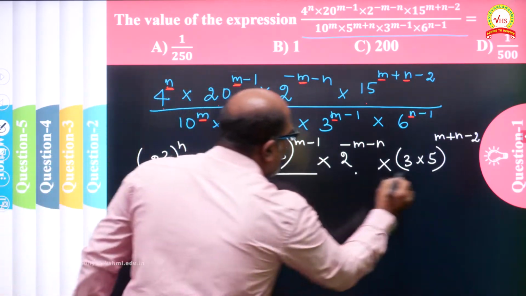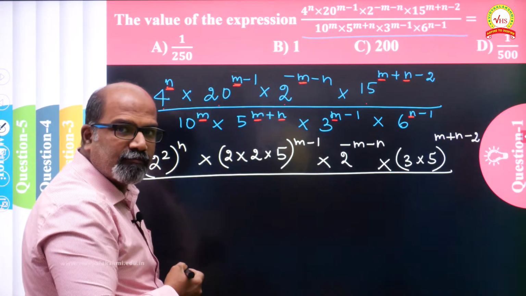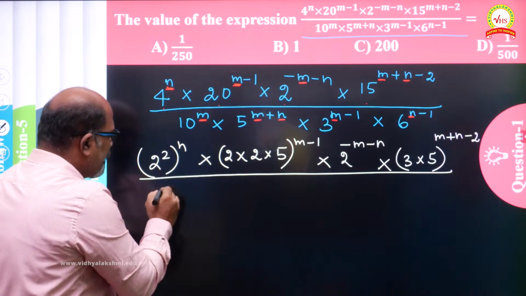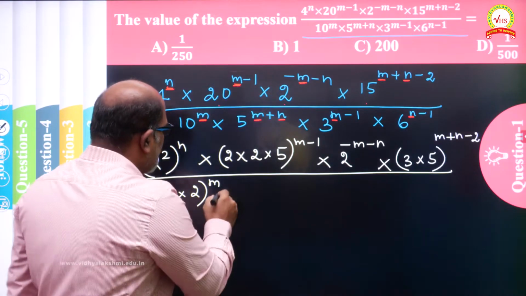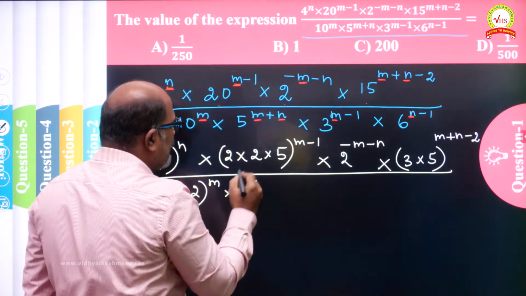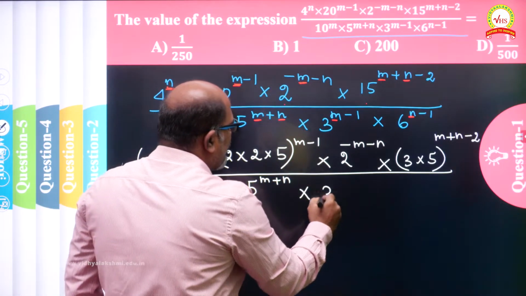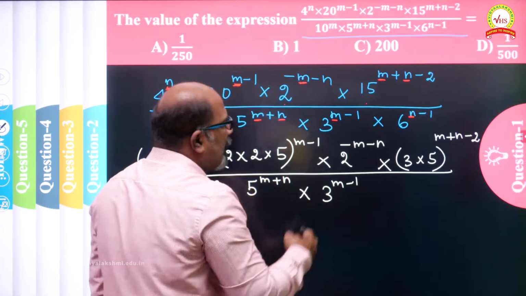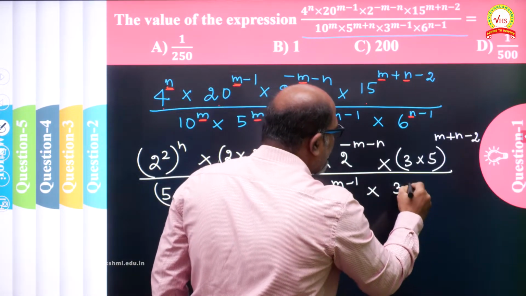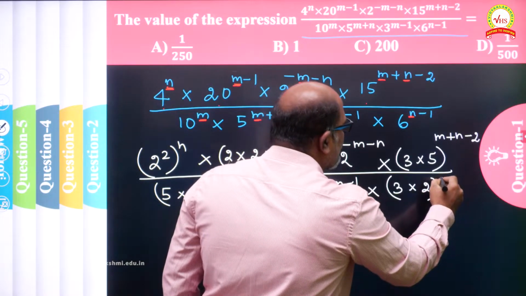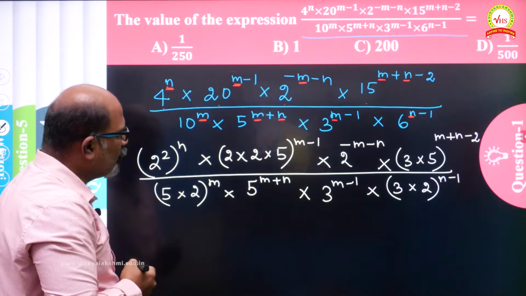Then going to the denominator part, this 10 I can factorize as 5 multiplied by 2, the whole power m. Then here we have 5 power m plus n, followed by 3 power m minus 1, and followed by this 6, which we may express as 3 multiplied by 2, the whole power n minus 1. Yes, the first step of the process is over.